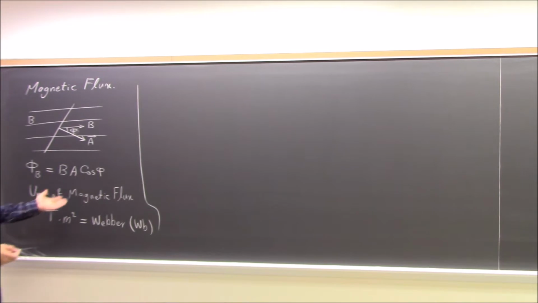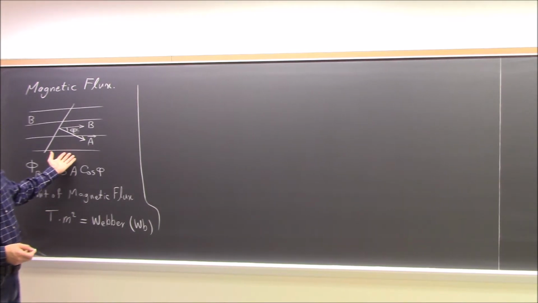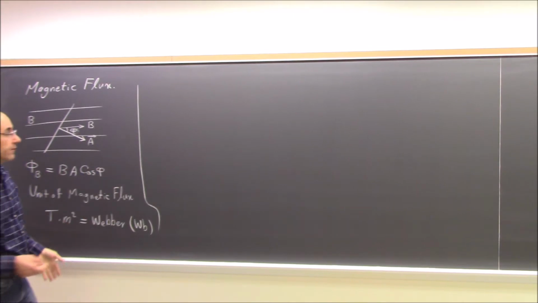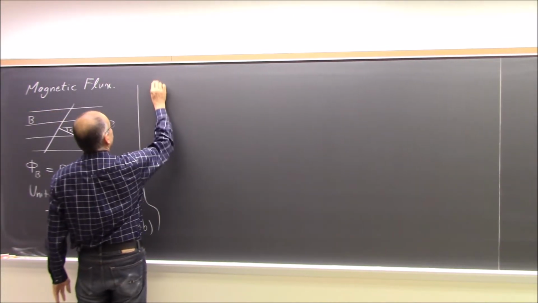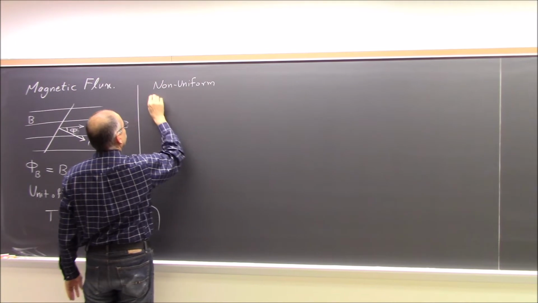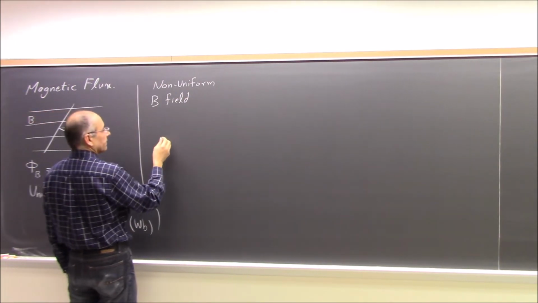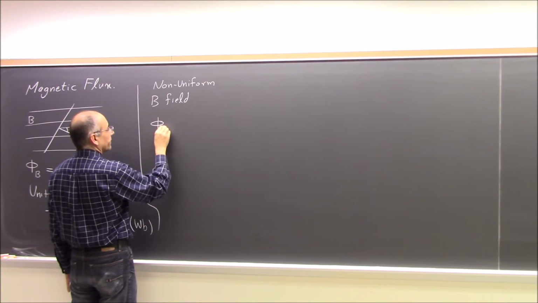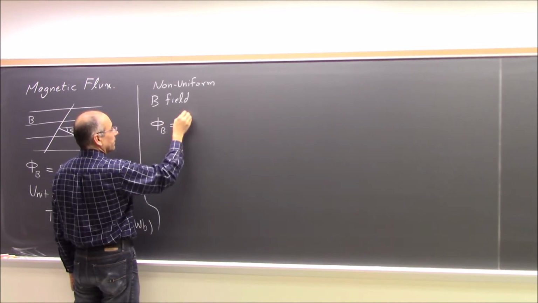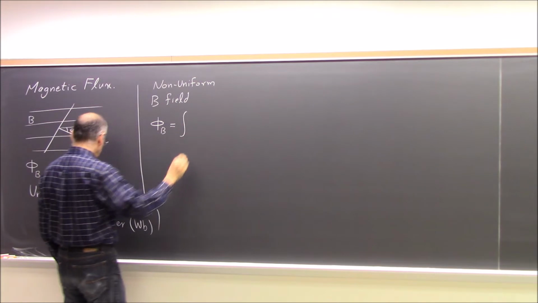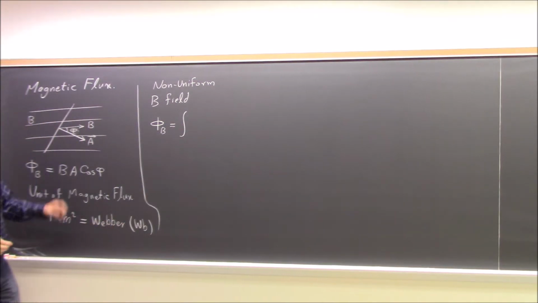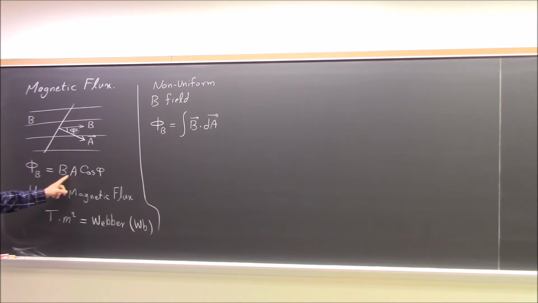And again, if the magnetic field is not uniform, then you integrate over the surface. So if you have a non-uniform B field, also a non-flat surface, you get phi B is equal to the integral of a small piece of this, B dot dA. This, by the way, can be written as B dot A, right?